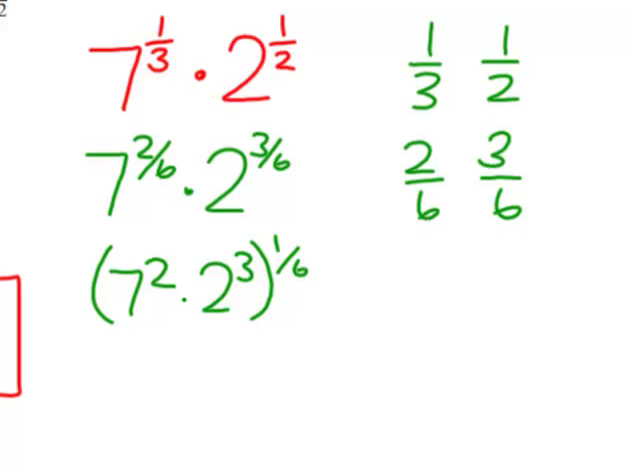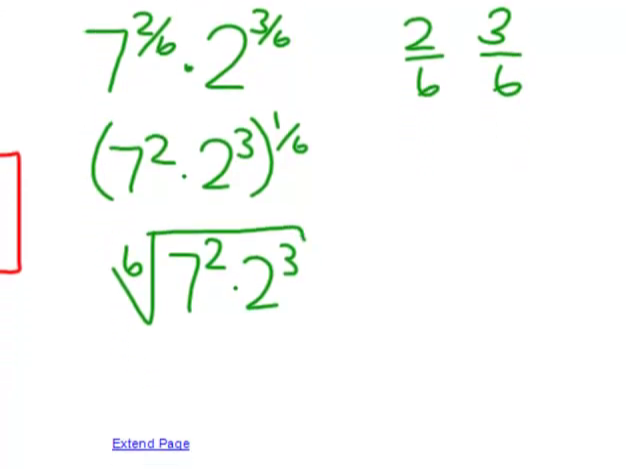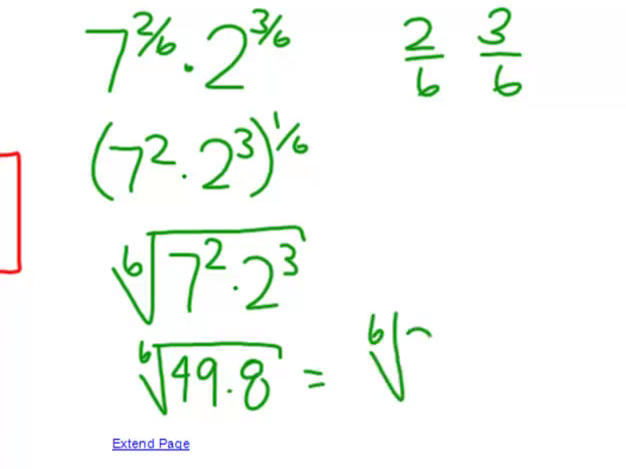And we know that the 6 in 1/6 is what our index is. So we have the 6th root of 7 squared times 2 cubed. Now because this is very strange, let's simplify this. Inside the 6th root, 7 squared is 49. 2 cubed is 8. And if we multiply those two things together, we end up with 392. So this whole thing simplifies to the 6th root of 392.